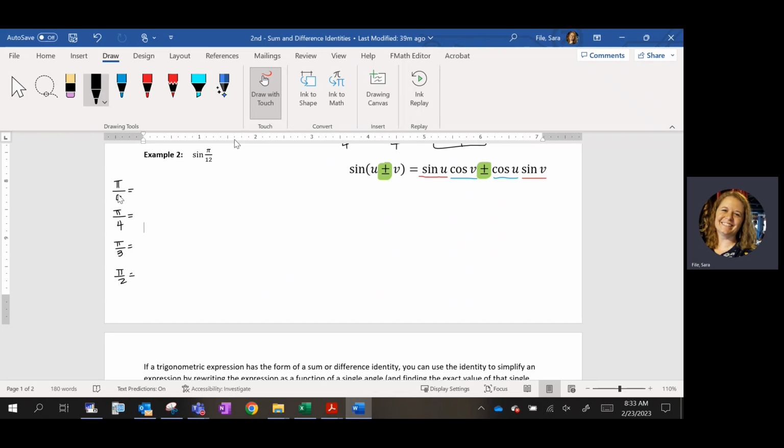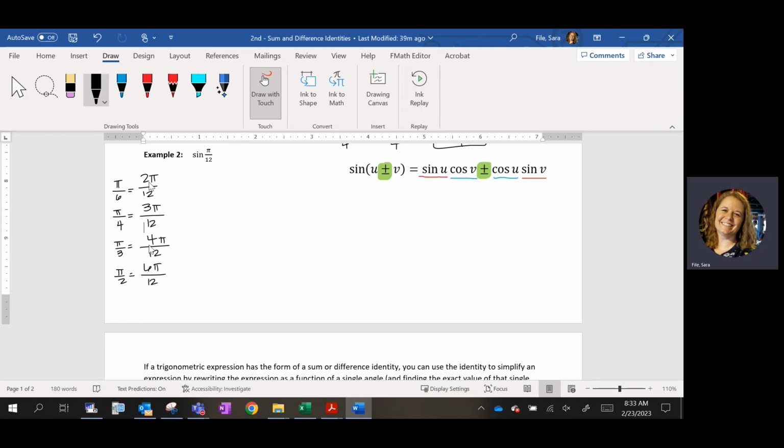If I want to change 1 pi sixth to a 12th, how many twelfths would that be? Good. 2 twelfths would be 1/6. Okay, what about fourths? How many twelfths would be 1/4? Okay, and how many thirds? And how many halves? 6. Very good. So now I can see them all in terms of twelfths.